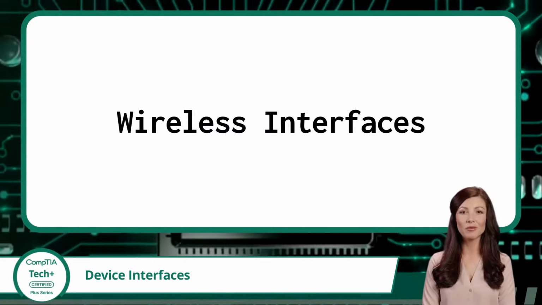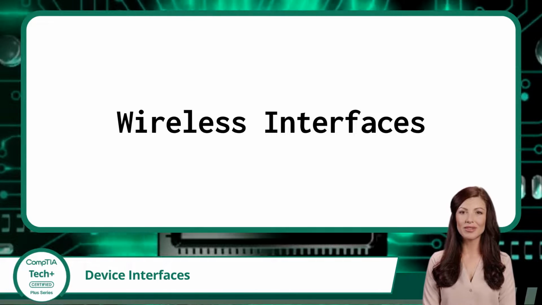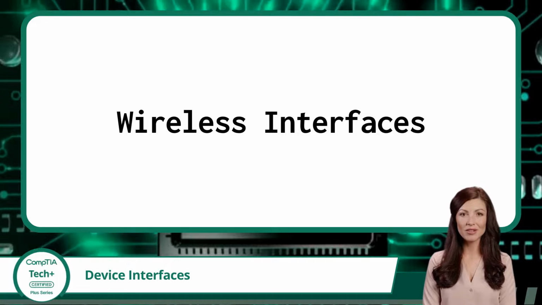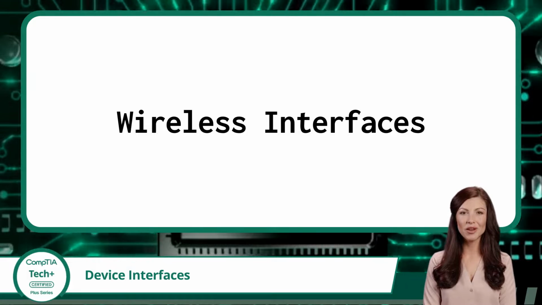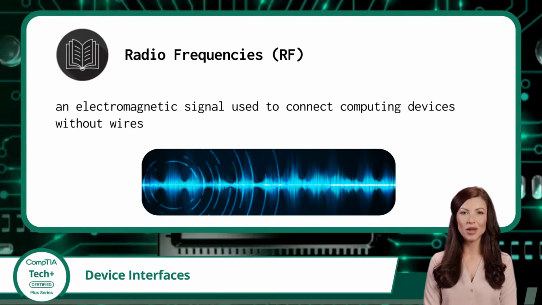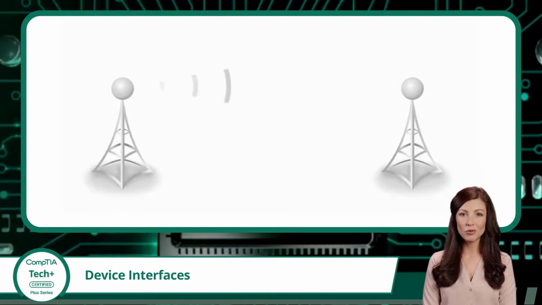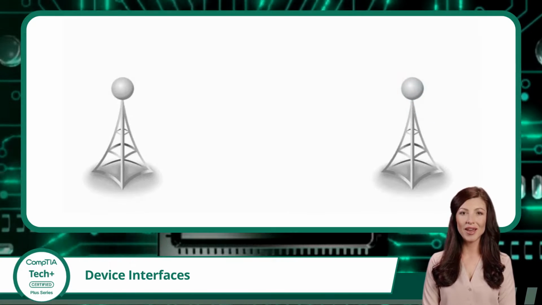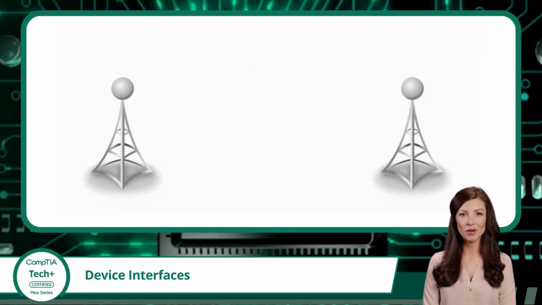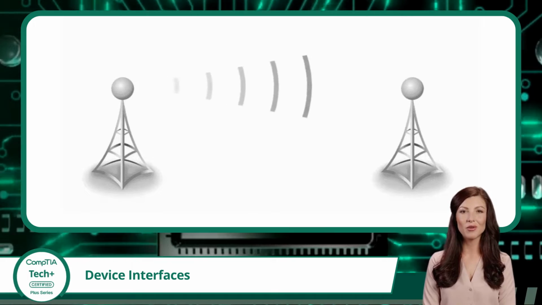If there is no cable, connector, or port we can see, then our interface must be wireless. Now before going any further, I would like to address a big misconception about wireless. Wireless does not mean a physical connection does not exist. Wireless connections use radio frequencies, or RF for short. Radio frequencies are an electromagnetic signal used to connect computing devices without wires. This electromagnetic connection, even though invisible to the eye, is still a physical property that allows information to be transmitted from one computing device to another and is therefore classified as a physical interface.